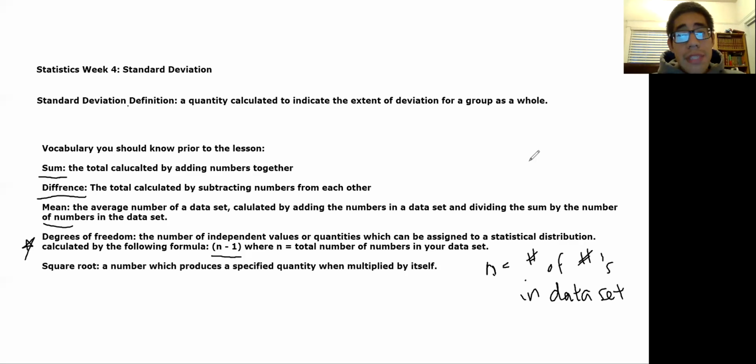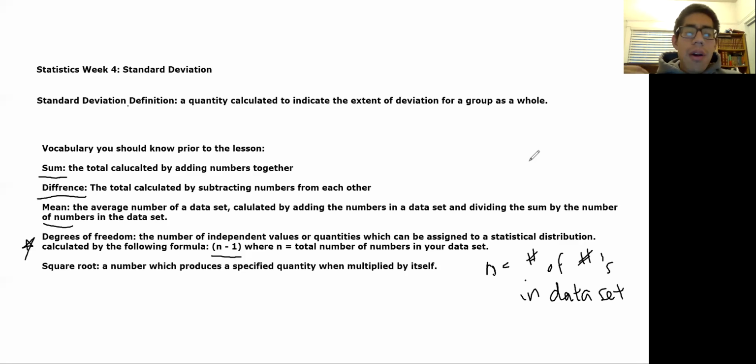So for example, if we have 10 numbers inside of a data set, our n is 10. And the way we calculate degrees of freedom is by subtracting 10 minus 1. It's always going to be whatever your n is minus 1. In our case here, we're only going to have a data set with 5 numbers, so it'll be 5 minus 1. Just a heads up for what you're going to see.